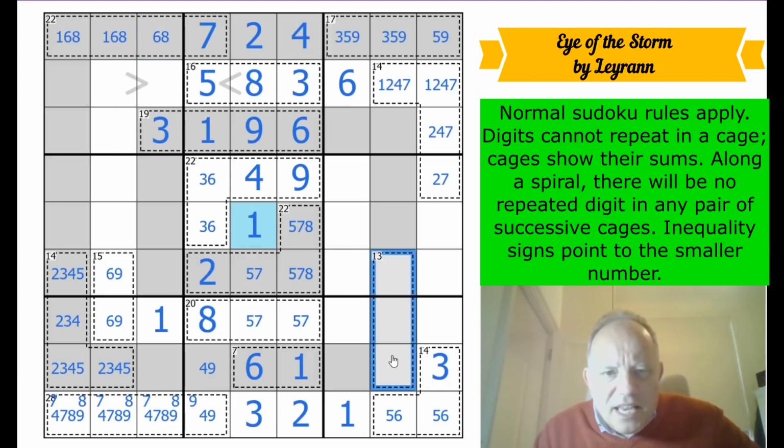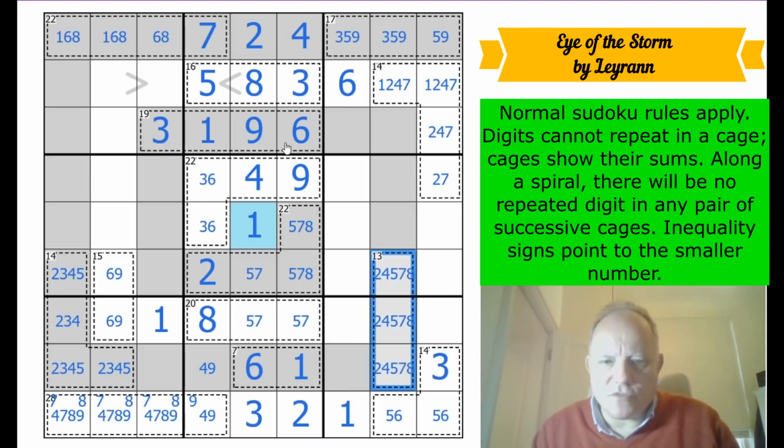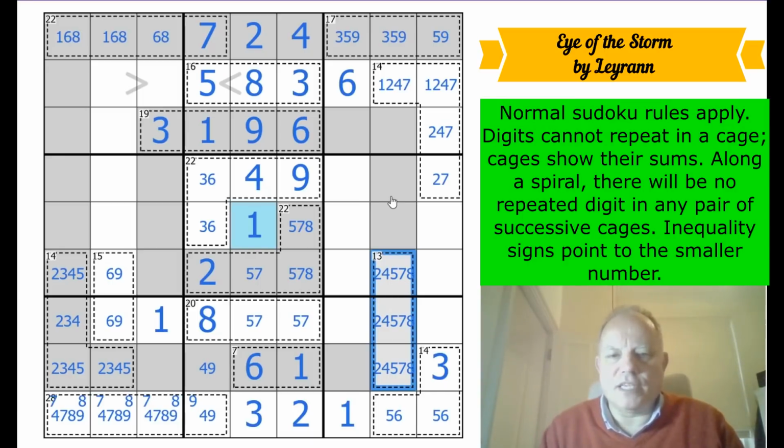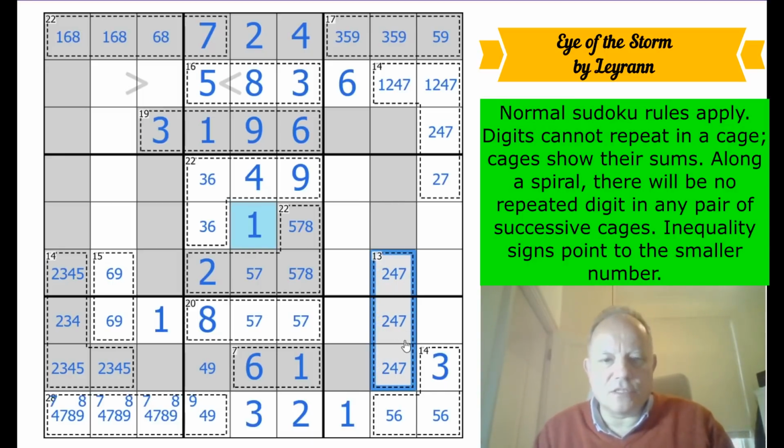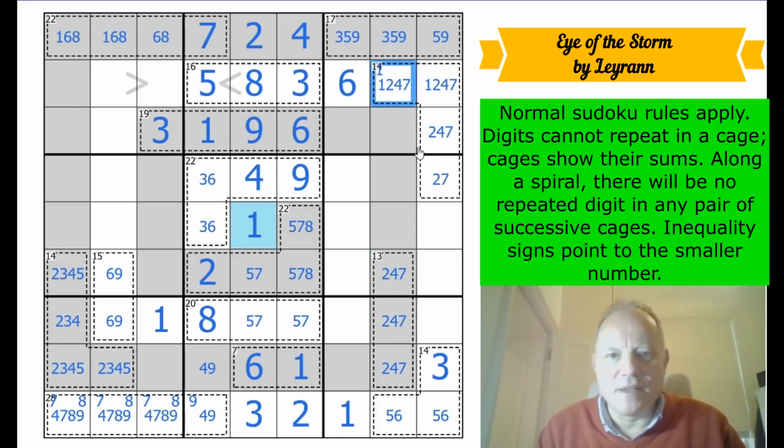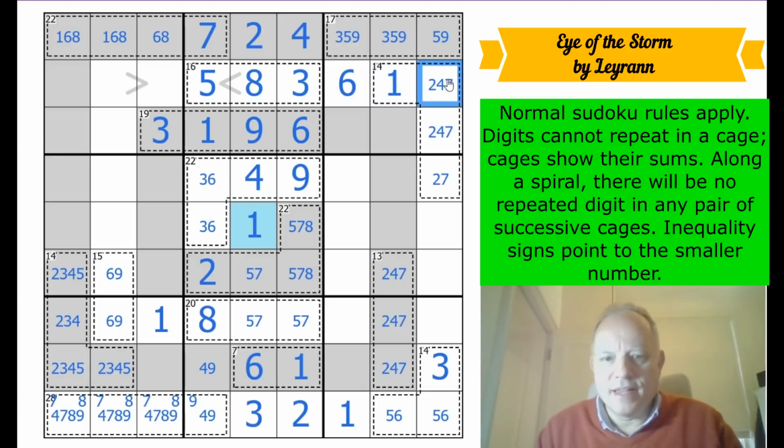I've got this 13 cage left, which can't have a 9, 6, 3, or 1 in it. So it's made up of 3 numbers from 2, 4, 5, 7, 8. They add up to 26. I have to take out 2 numbers that add up to 13. It's got to be 8 and 5. So that's a 2, 4, 7 cage, which fixes this number rather wonderfully. 1 there. Now we've got 2, 4, 7 there and 2, 4, 7 there.